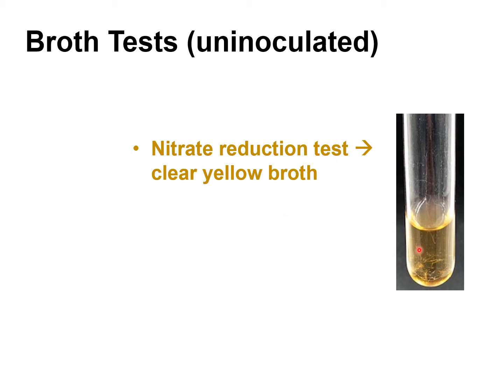And we start off, this is how it looks when the broth is uninoculated. It has a clear yellowish color to it. Now it's called the nitrate reduction test because we add nitrate to this broth. That's why it's called the nitrate reduction test, because you add in some nitrate.